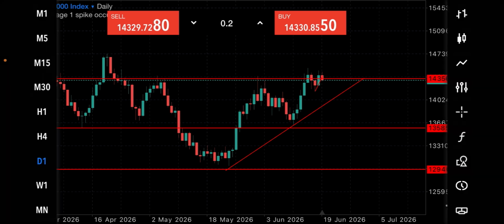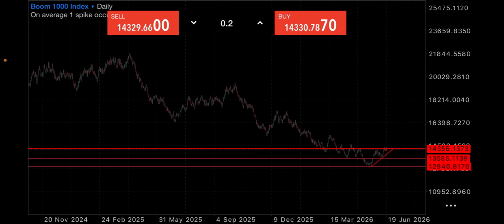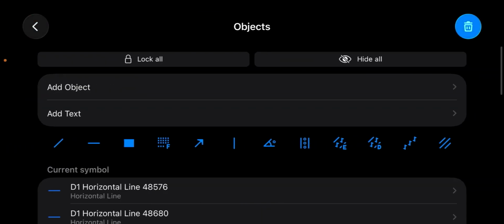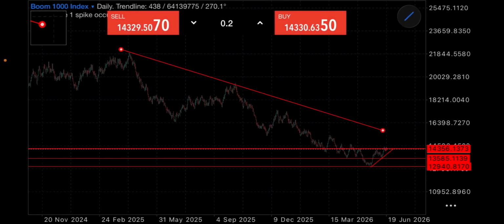So let's start with the daily time frame. This is the daily time frame. Okay, so what pattern are we seeing here? Let's get our trend line. Okay, let's try to see if we have a channel first of all.